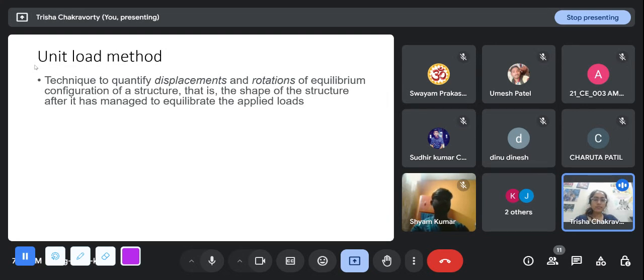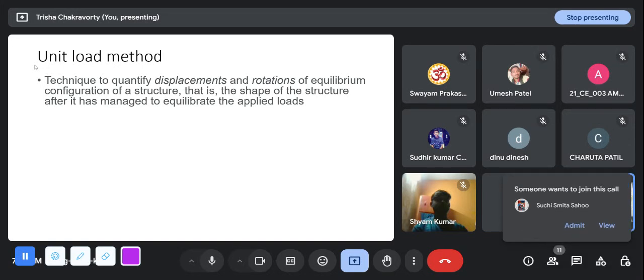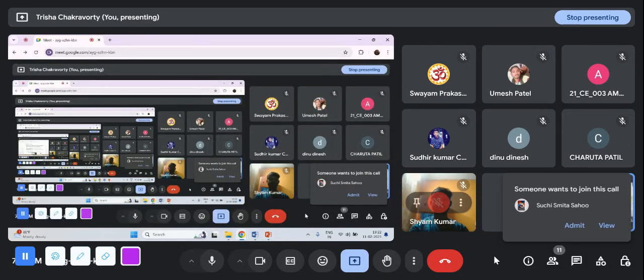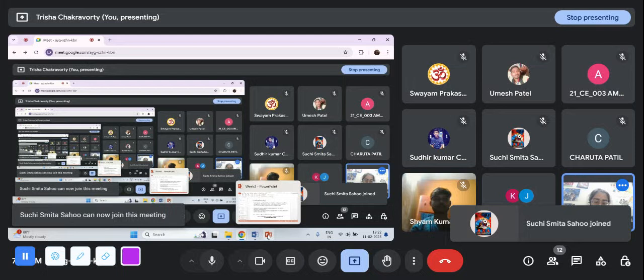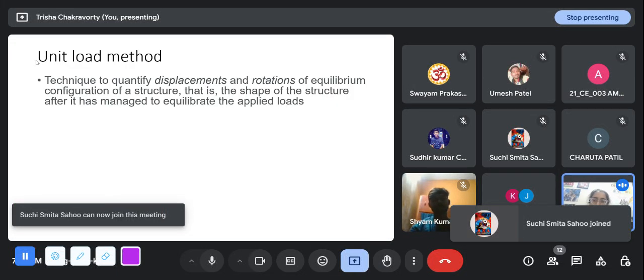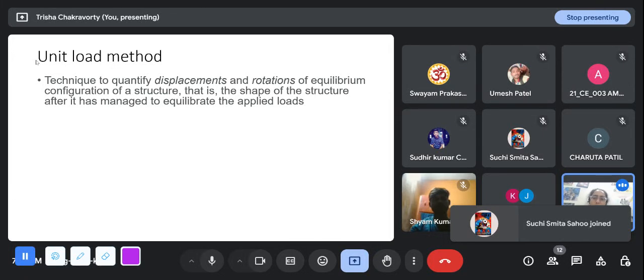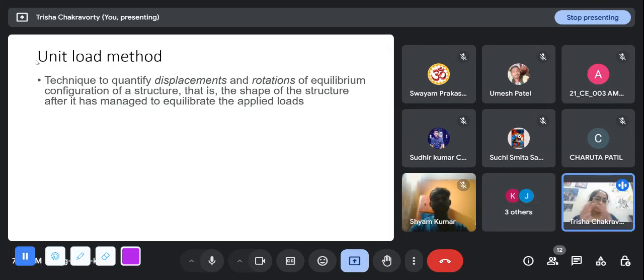So suppose there is a beam. I always give the beam example because it is the most easily visualizable. But today we're looking at a truss, but still in a beam. As I said, if a beam has a uniformly distributed load, with a hinge support at both ends, let's say one hinge, one roller, it will deform in a shape like this. So the technique to quantify displacement and rotation of each point. The rotation is a little harder to imagine.